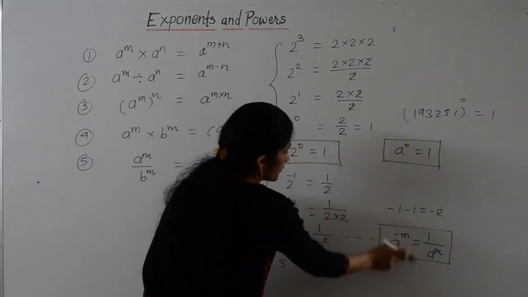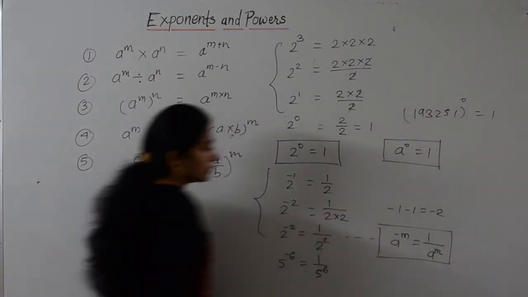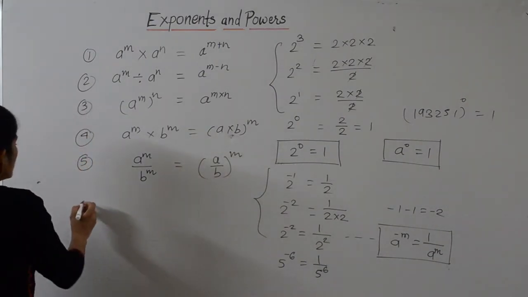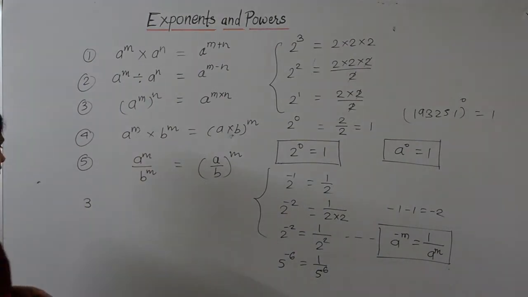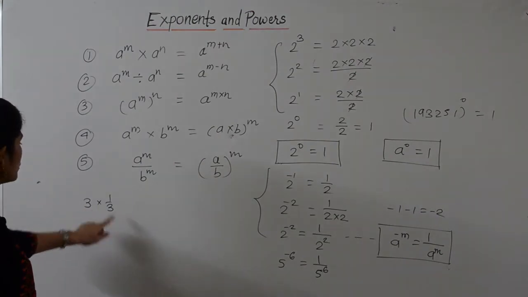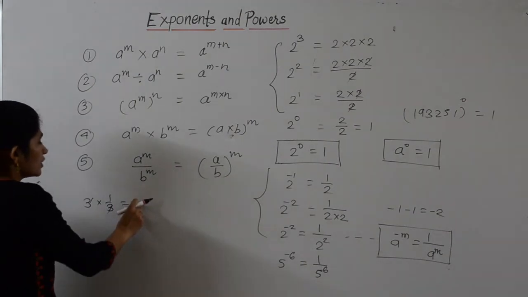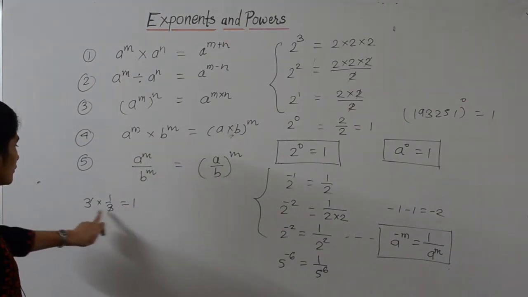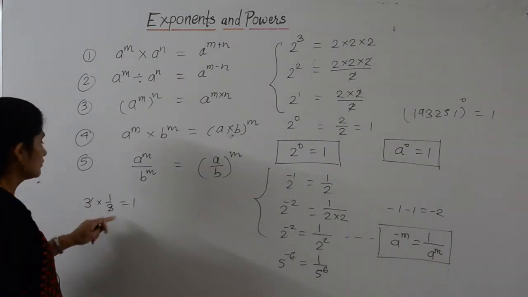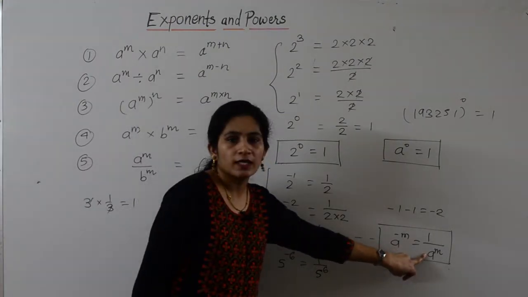So again, these are the two properties of exponent. a raised to power minus m is the multiplicative inverse of a raised to power m. You know multiplicative inverse, right? What is the multiplicative inverse of 3? It is 1 by 3, because if you do 3 into 1 by 3, you will get 1. We get the multiplicative identity 1. Therefore, we call 1 by 3 the multiplicative inverse of 3. Now, a raised to power minus m is the multiplicative inverse of a raised to power m.